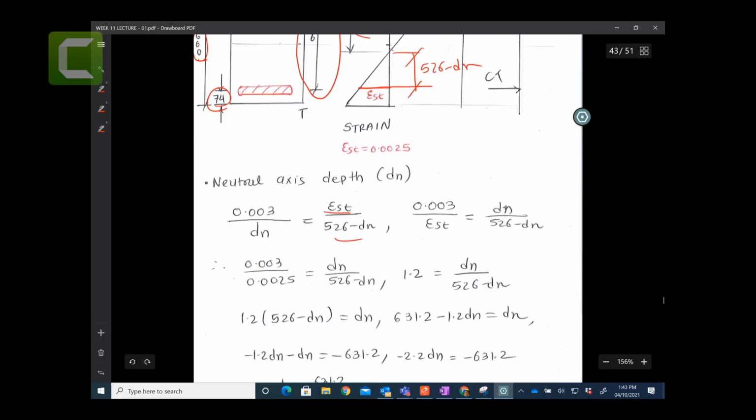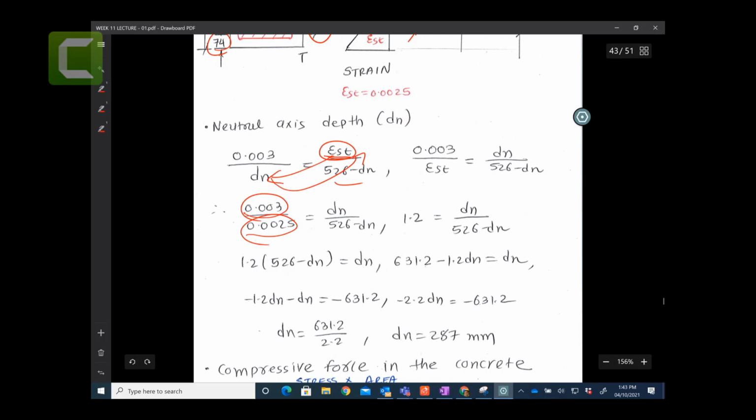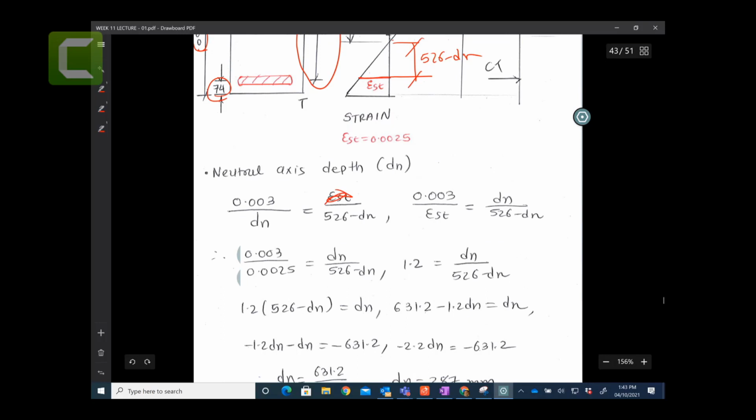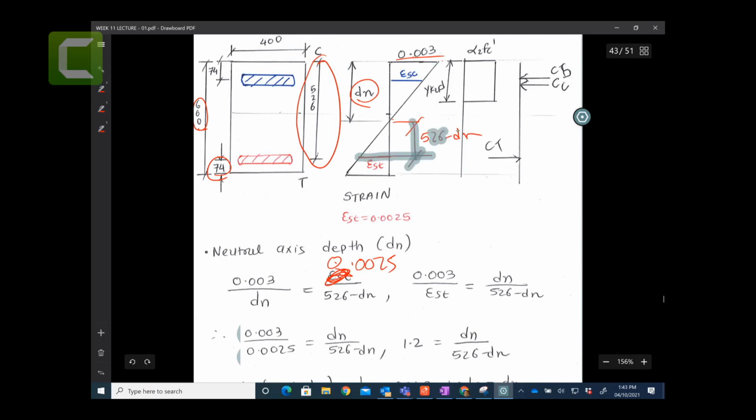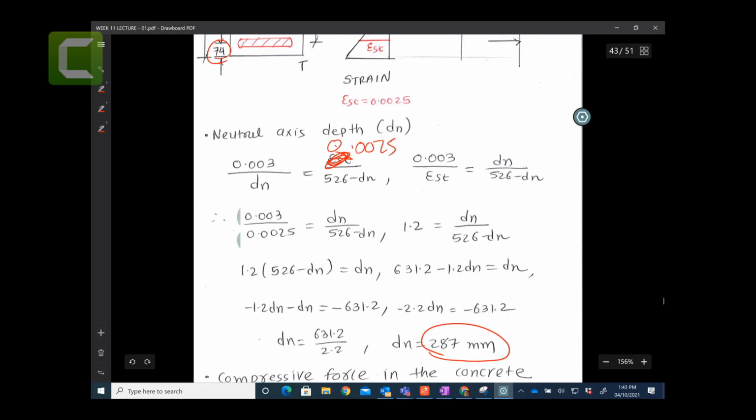Now, simplifications. I want to calculate dn, so just bring it here, 0.003 over dn. By the way, in EST you can just put straight away 0.0025. So in that case you have only dn unknown. Okay, so you can calculate that dn is equal to 287 millimeters. So that dn is the one that tells me you're still at yield and your concrete has 0.003.